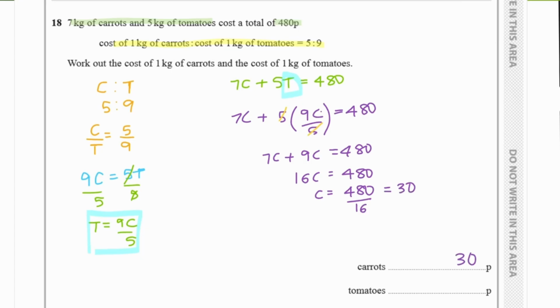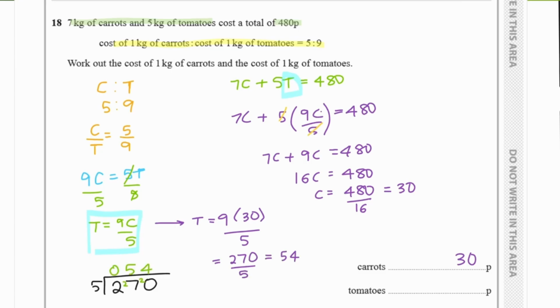So as we had written earlier, C was representing 1 kg of carrots, and now we have found that 1 kg of carrots is equal to 30p. Now that we know C, we can substitute this value into this simpler equation that we had and work out the value of T. So we can write T is equal to 9 times 30 divided by 5, which would give us 270 divided by 5. And if we work that out in the bus stop, we would have T is equal to 54p. So 1 kg of tomatoes is equal to 54p.